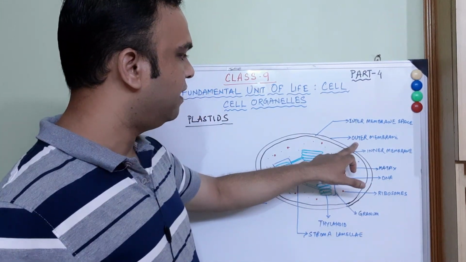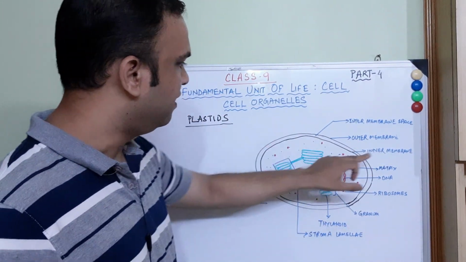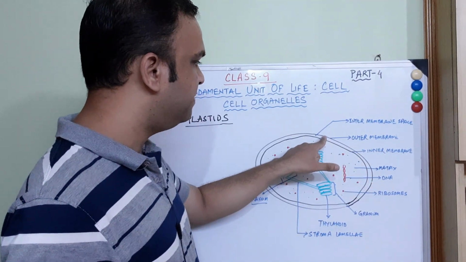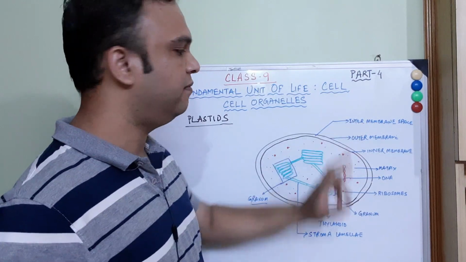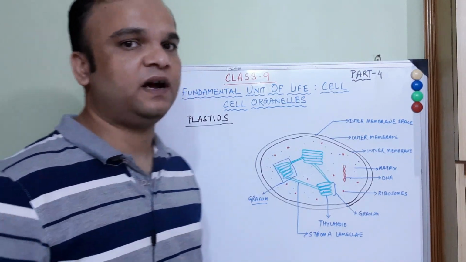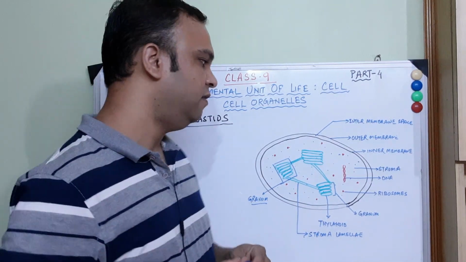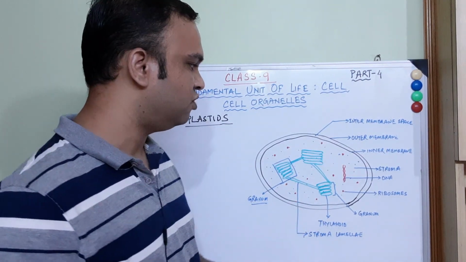This is the outer membrane, which is continuous. The inner membrane is also continuous, and they have this space between them. This is called the intermembrane space, which has some kind of fluid present inside it. Within the chloroplast, the fluid present inside it is called the stroma.